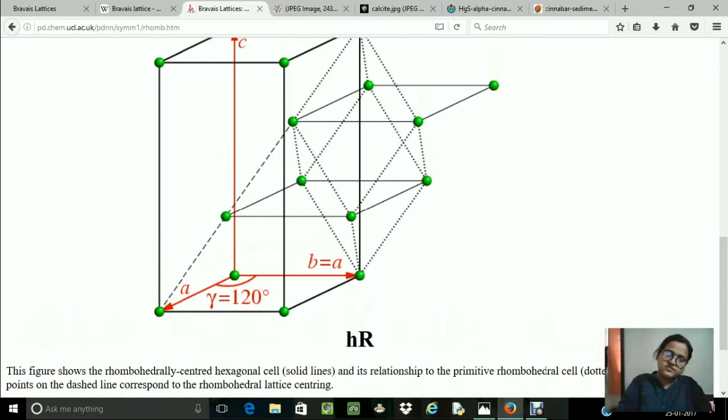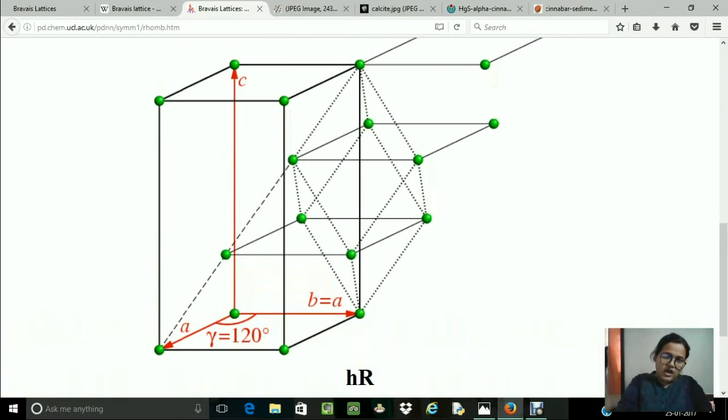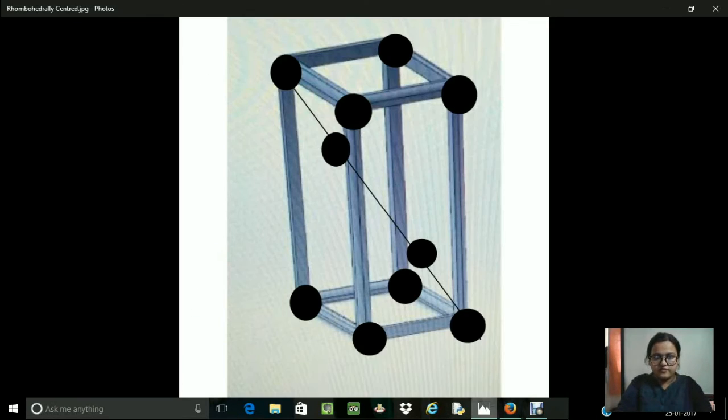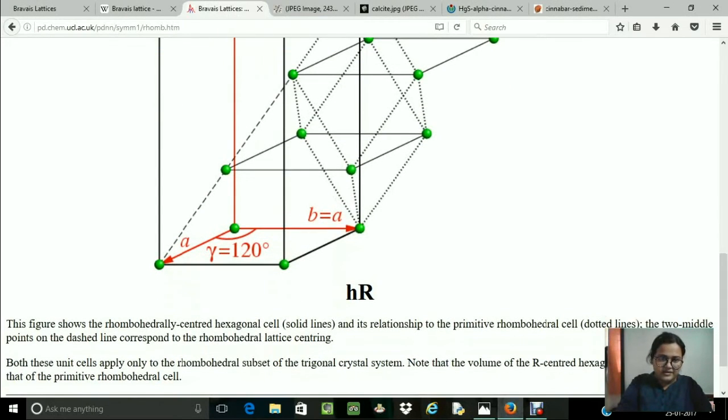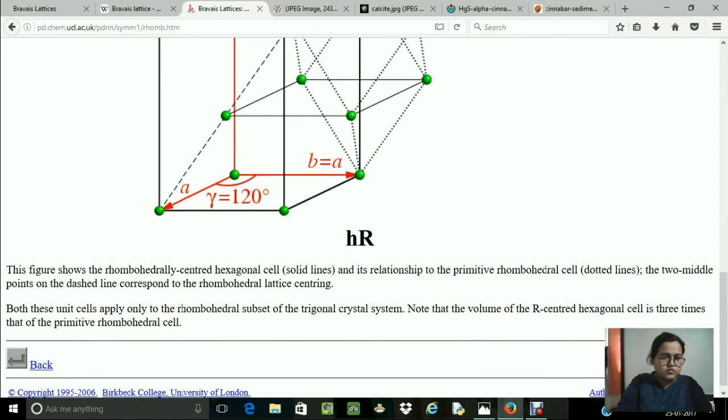So these 2 unit cells which we can see are the rhombohedral centered main unit cells. We can see more clearly here these 2 unit cells. In this, the gamma angle, as mentioned earlier, is also 120, and AB we can see here. Both these unit cells apply only to the rhombohedral subset of the trigonal crystal system. Note that the volume of the R-centered hexagonal cell is 3 times that of the primitive rhombohedral cell.